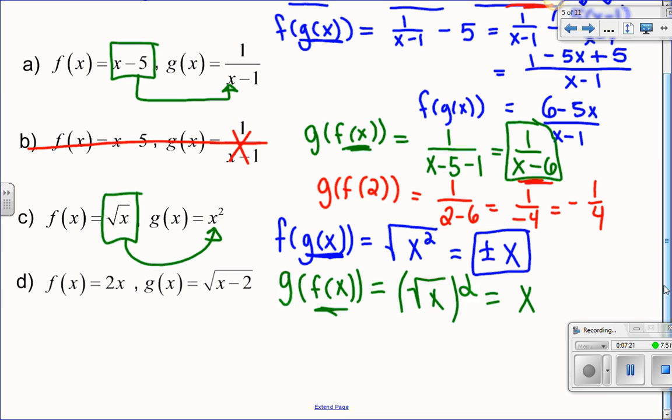And then if we want g of f of 2, we're simply going to substitute 2 into the function that we just got. We just got g of f of x is x, which means g of f of 2 is going to be 2, and that is our x.